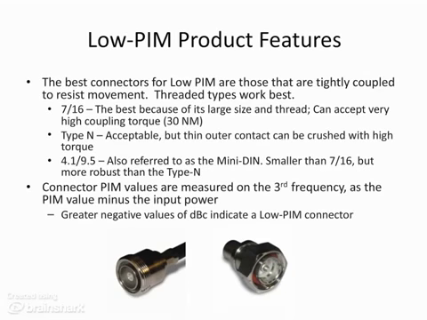Low-PIM product features. The best connectors for low-PIM are those that can be tightly coupled to resist movement. Bayonet and snap-in interfaces do not work well in a low-PIM environment. Small threaded connectors such as TNCs and SMAs should be avoided if possible due to the typical power requirements of low-PIM applications. PIM values are measured in a lab to isolate and measure the third frequency. A larger negative value indicates lower PIM.